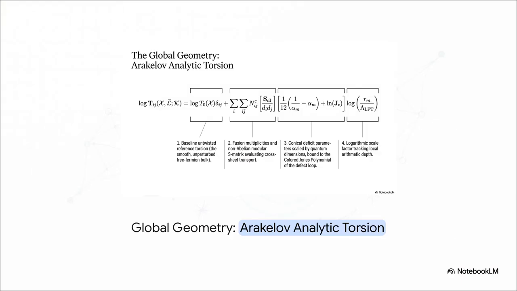All right, brace yourselves for this one. This massive formula on screen is the Arakelov analytic torsion tensor. And it isn't just there to torture grad students. It proves that our state spectral partitions are physically warped by the non-invertible category twists of the defect loop. It perfectly balances the baseline untwisted torsion, the non-abelian S-matrix transport, and those conical deficit parameters bound by the colored Jones polynomial we talked about earlier. It literally locks the global geometry in place.